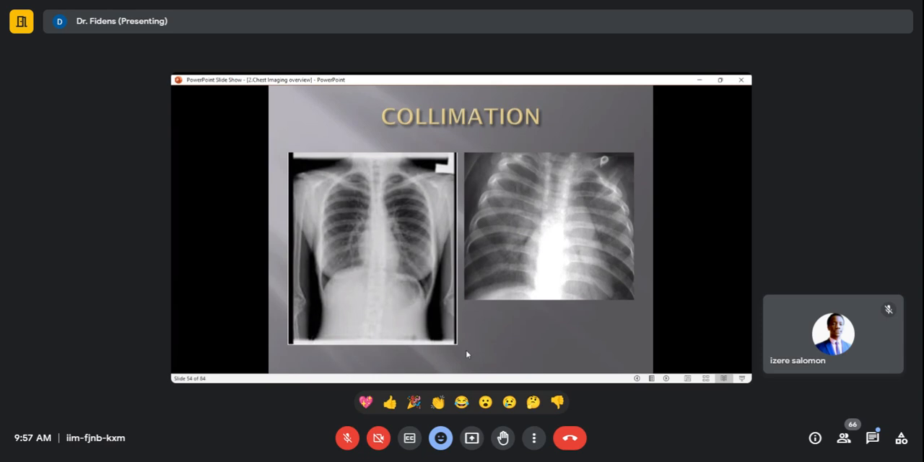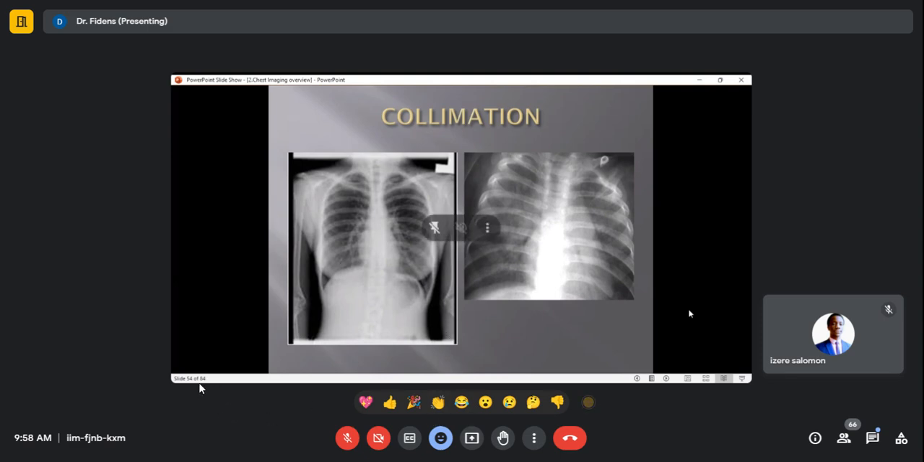Not only irradiating the unnecessary part, but it has also reduced the quality and the contrast of the image. Okay? That is over-collimated film. But under-collimated film, on this one, look, they have cut off the neck, the part of the apex, laterally. They cut off the chest wall, and inferiorly they have even cut off the costophrenic angles, part of the chest.